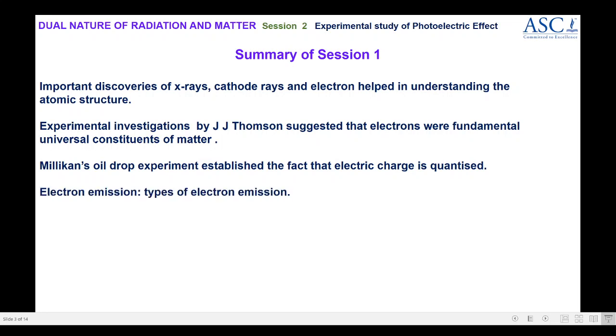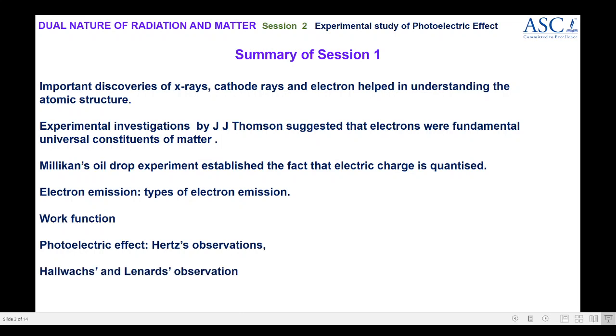Electron emission, different types of electron emission, namely thermionic emission, field emission, photoelectric emission and secondary emission. And then you also studied about work function, which is nothing but the minimum energy required by an electron to escape from the metal surface. And then you studied about Hertz's observations on photoelectric effect. Later on it was studied in detail by Hallwachs and Lenard.